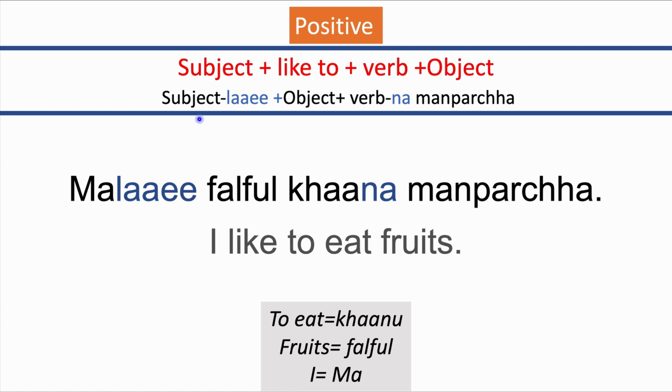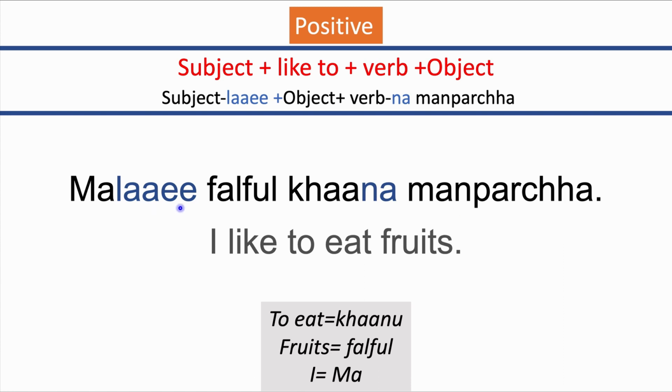Again, let's revise the structure for this grammar. Subject plus lie, object, verb in the na form, Man Parcha. Over here, we are using the verb to eat, which means khanu, fruits as an object, falful, and the subject is I, ma. Since Man Parcha is a feeling verb, we will change ma to malai. Malai, falful khana, Man Parcha.